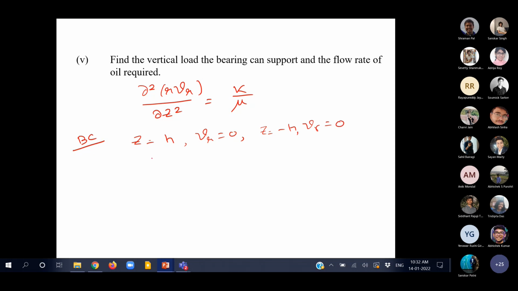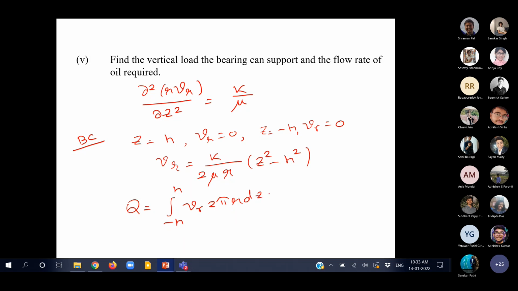So I should be able to evaluate, which you can do. I will not do all the steps over here. So VR would simply be equal to K, the value of which I have already derived. This is what the velocity distribution would look like. And once I have the velocity, then I should be able to find out what is the flow rate, which is obviously from minus h to plus h. That's the flow domain. And it would be VR the same way we have done before, twice pi r dz.